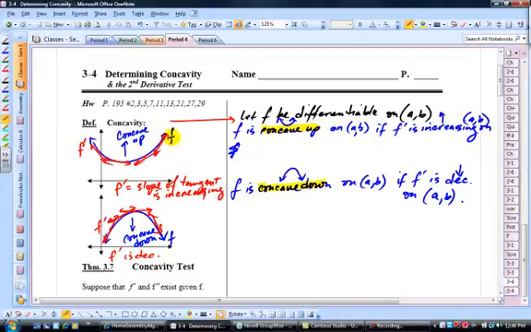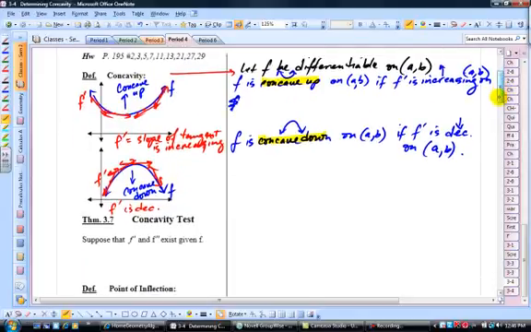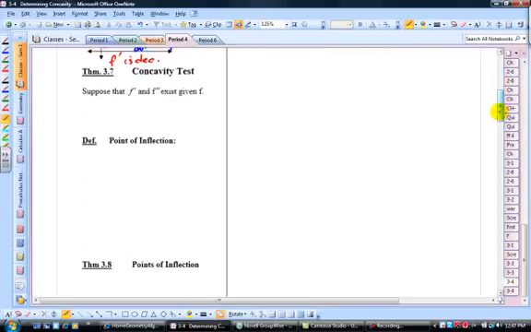Now, how do you test it without looking at the graph? How do you test to see if a function is concave down on a particular interval or concave up on a particular interval without looking at the graph, when you're just given a function here? Well, we need a test for that. We're going to call that a concavity test. We're going to suppose that f prime and f double prime exist. That's first derivative and second derivative. Suppose they exist, given some function f.